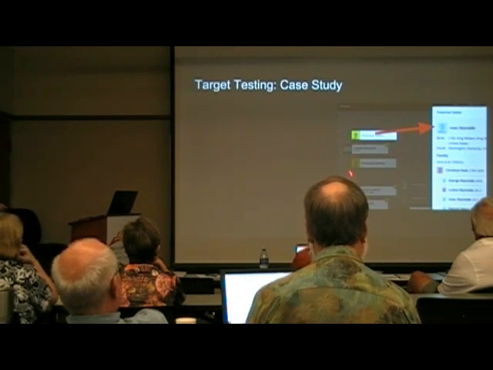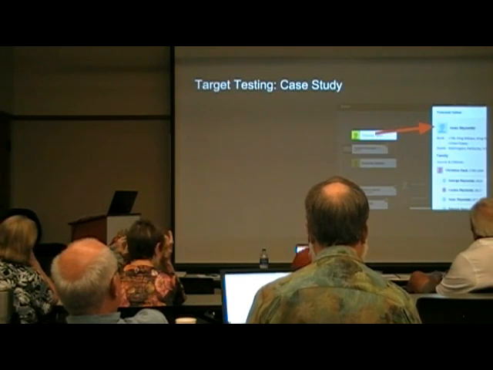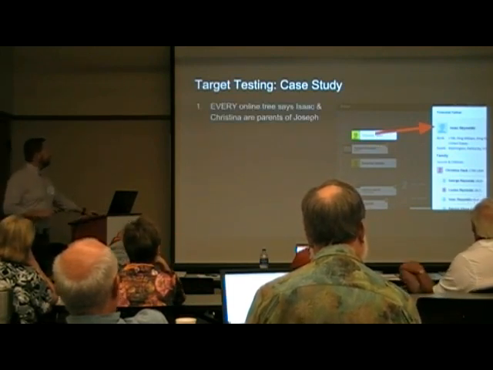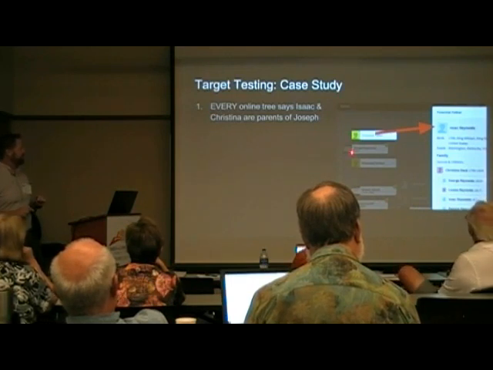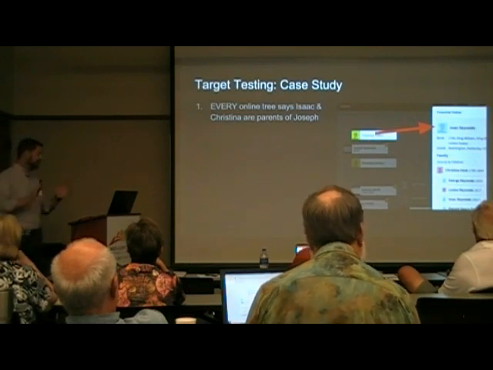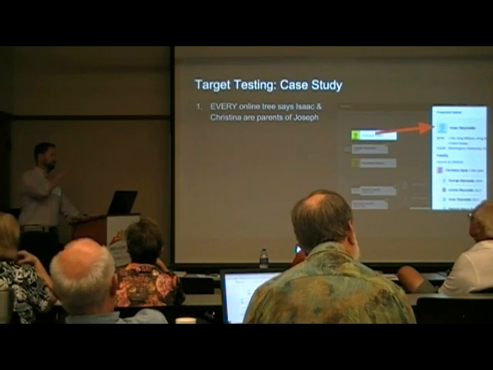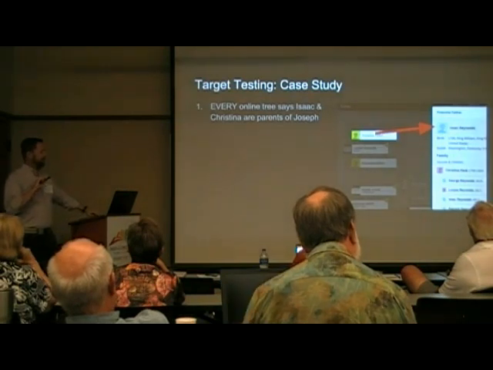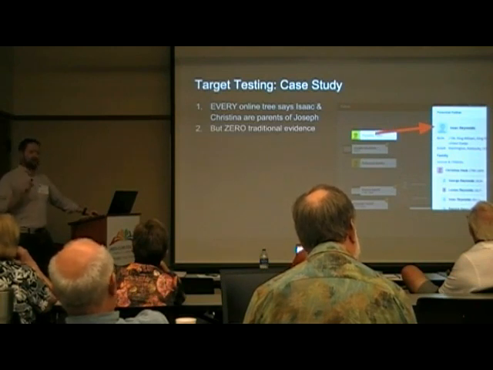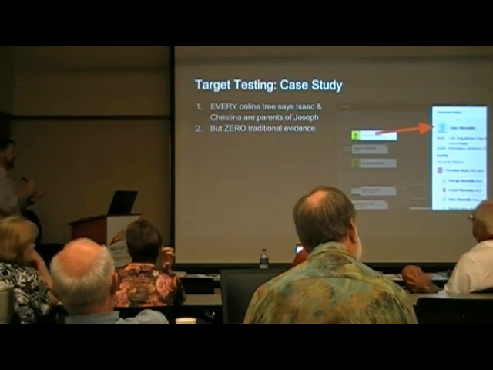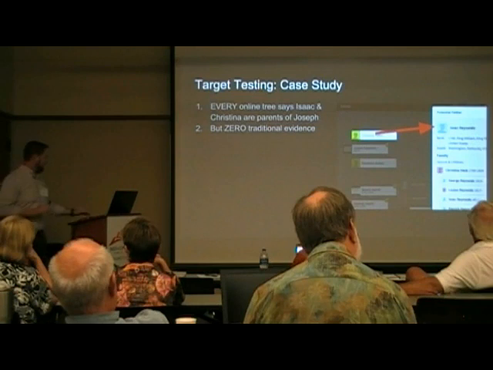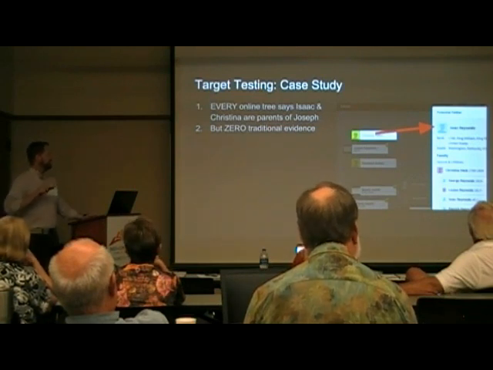So this is my tree. It goes back to a fellow named Joseph. Every single online tree says Joseph's father was this person named Isaac, here's his mother, these are all his siblings. This is going back before Ancestry.com was even really a thing. Everybody I'm in touch with says, here's the answer, but there is absolutely no paper evidence connecting the two. They are not listed on a census record, he's not in Isaac's will, they are not connected at all in any traditional evidence form.